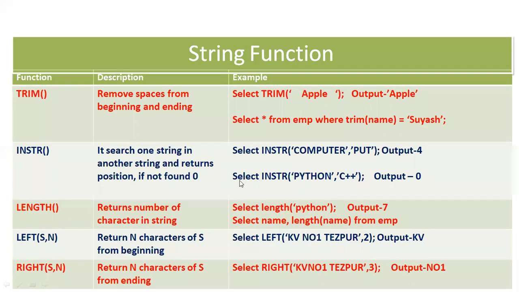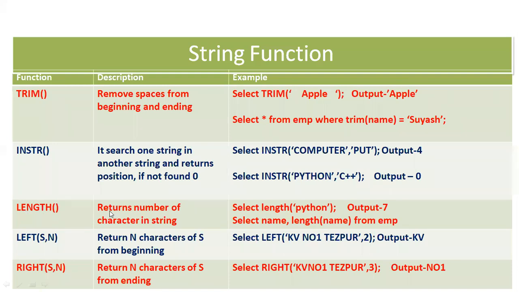So select INSTR Python C++. Is there C++ in this string? No. So it will display 0, because this search string is not in the given string. So it will display 0. Next, LENGTH. What does LENGTH do?